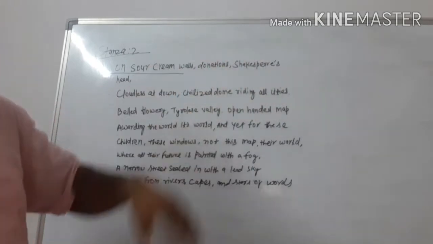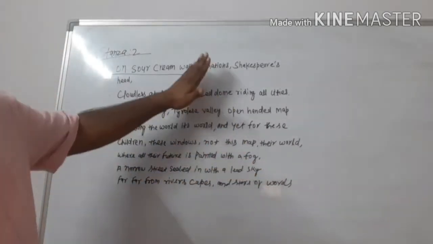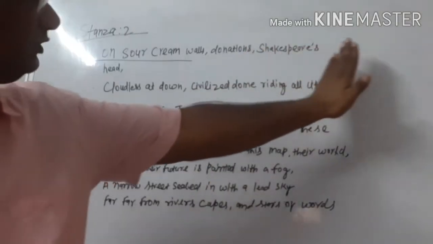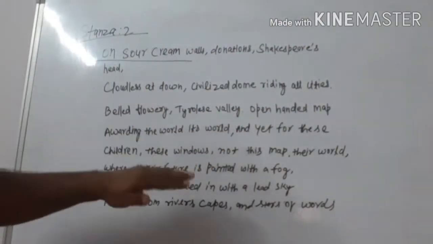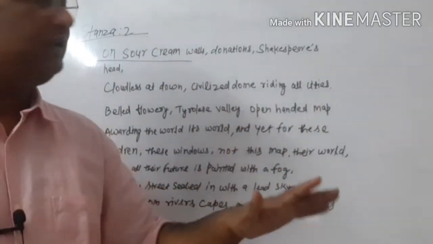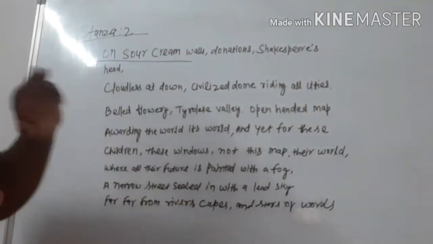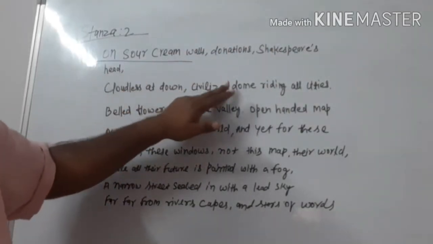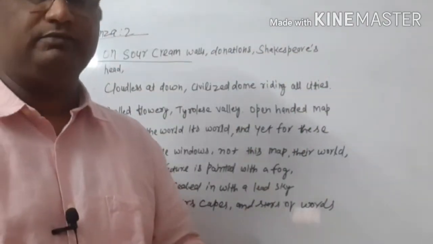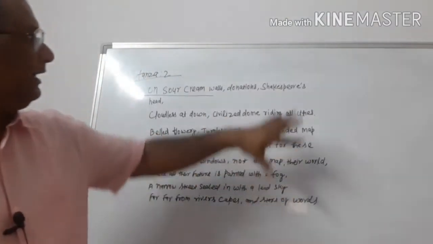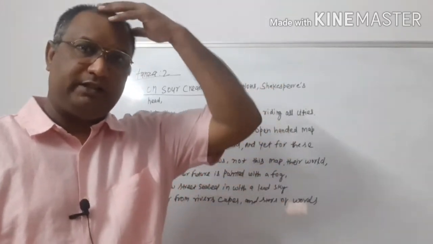Donations. Now these walls were painted earlier with the help of donations. So now there is a pause. Now the line changes, the thought changes from this point. Shakespeare's head. So what is hanging on these walls? Shakespeare's head, cloudless at dawn, civilized dome riding all cities. So there is a bust of Shakespeare on the wall, and if you have seen the picture of Shakespeare, Shakespeare's head is bald.